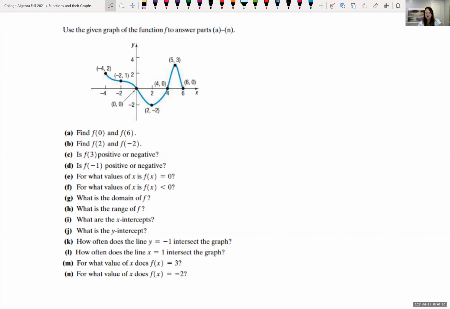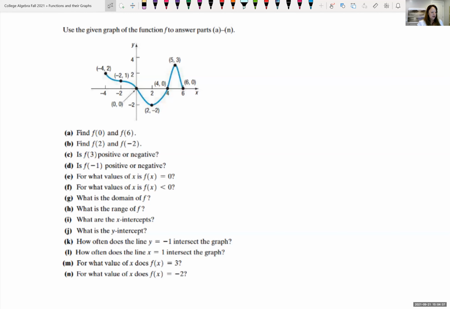I'm going to pause the recording, but if you're watching this not live, then you can also pause the recording and try this on your own. So let's go through the problem now. You've had a chance to work on it.